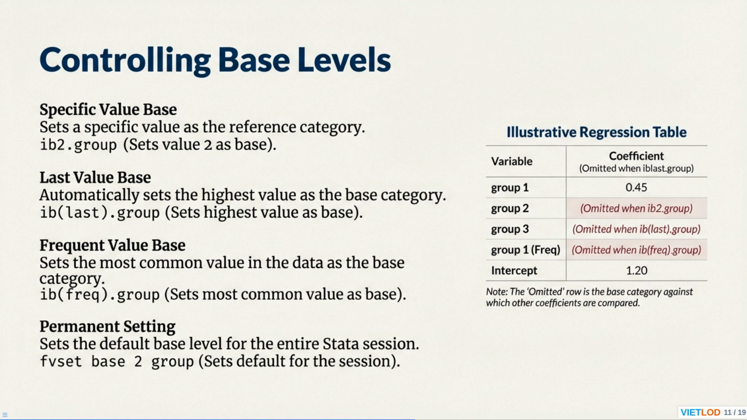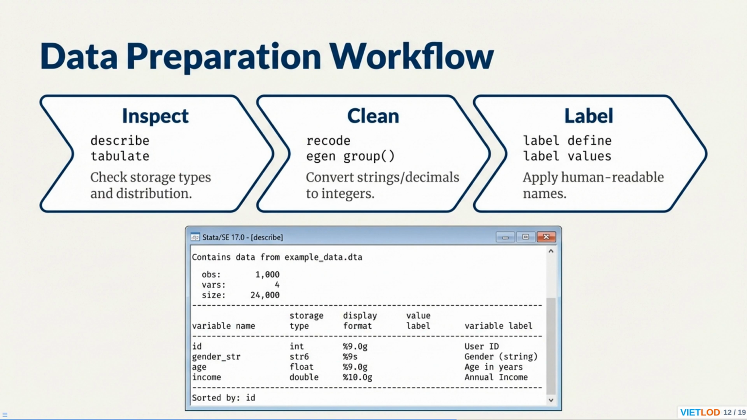You can specify a particular value as the base using ib_syntax, such as ib2.group. Alternatively, you can automatically set the highest value as the base using ibl​ast, or the most frequent value using ibfreq. To set a permanent default for your entire Stata session, use the fvset command. If group 3 is the most common, ibfreq.group makes it the reference, making other coefficients easier to interpret.